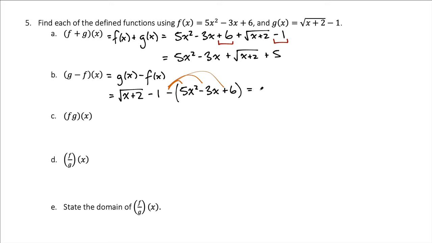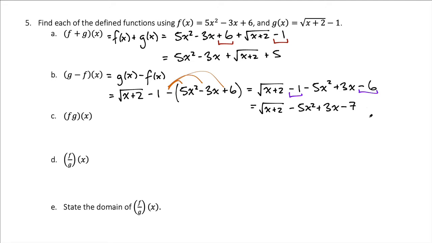Okay, so we get the square root of x plus 2 minus 1 minus 5x squared plus 3x and minus 6. And now we can go ahead and combine this minus 1 and this minus 6 to be a minus 7. And we get root x plus 2 minus 5x squared plus 3x minus 7.